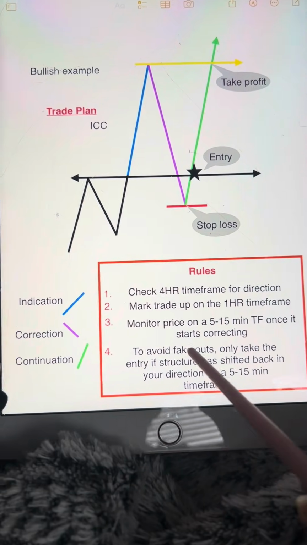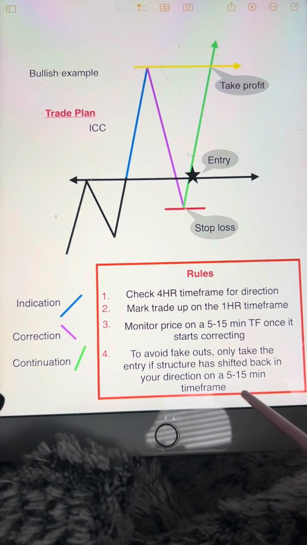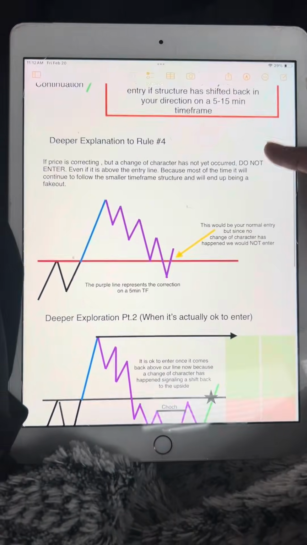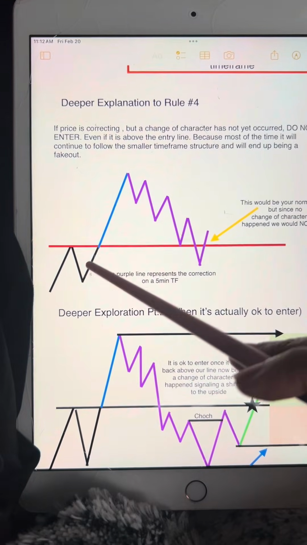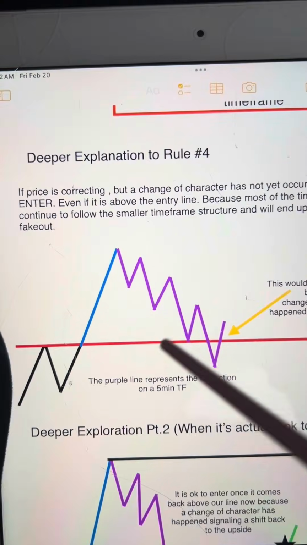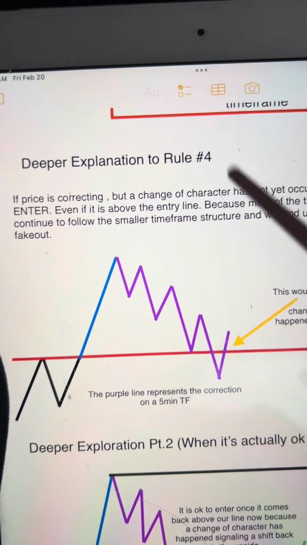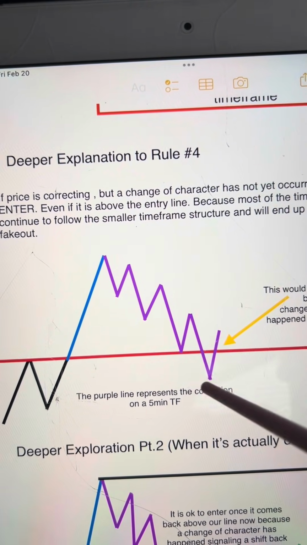The most important, to avoid fake outs: only take the entry if structure has shifted back in your direction on a 5 to 15 minute time frame. So what I mean by that is right here. You see, this was the indication, price starts correcting, this represents a 5 minute time frame. As you can see, price dipped into here and it came back out. So based off of the other model, you would get in right here, stop loss here, target there.